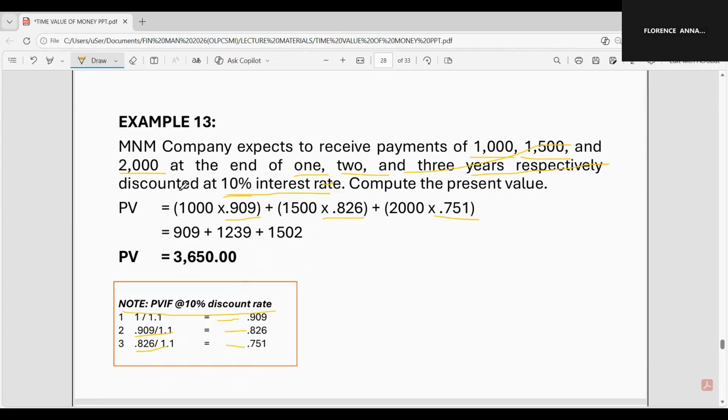So, you multiply your uneven cash flows with these discount rates, and when you add them together, you'll get your present value of 3,650. That's just 1,000 times 0.909, and 1,500 times 0.826, 2,000 times 0.751. You'll get 909 pesos, 1,239 pesos, and 1,502. When you add that together, that's 3,650.